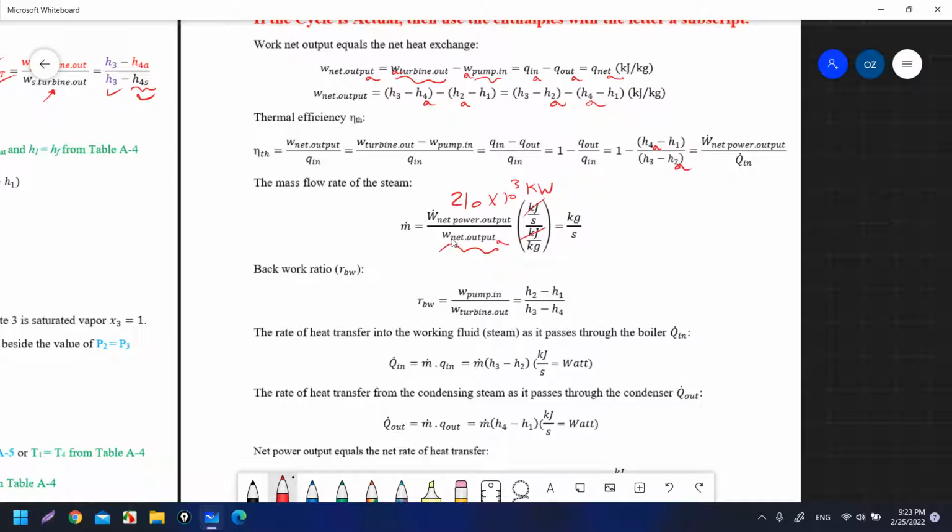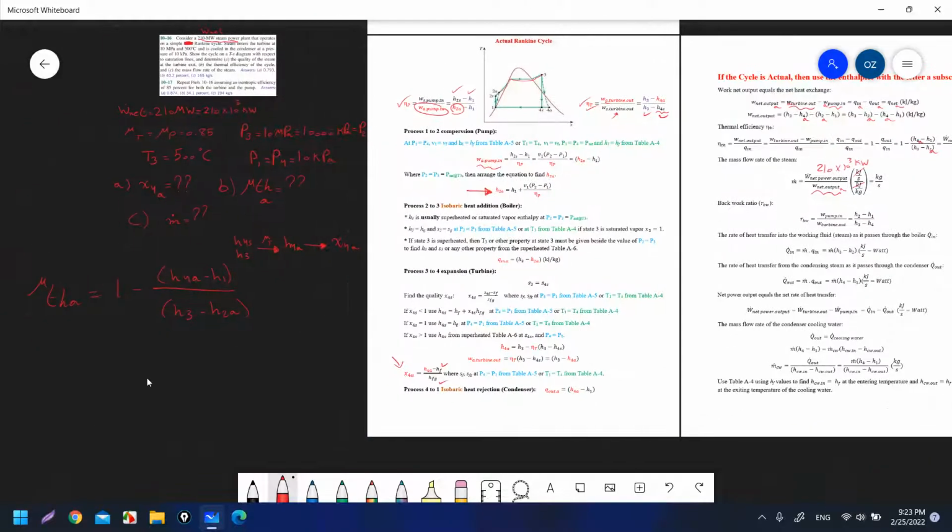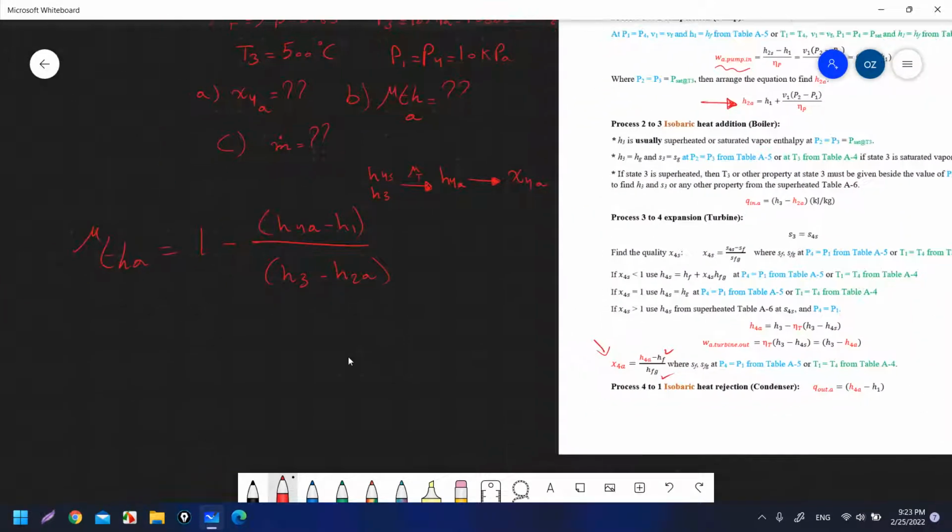Okay. Or maybe for time we'll solve with this one only. In the next question we will solve with both, so we can see that we can use any one of them. So for the mass flow rate, m dot will equal W dot net given in the question over W net actual.